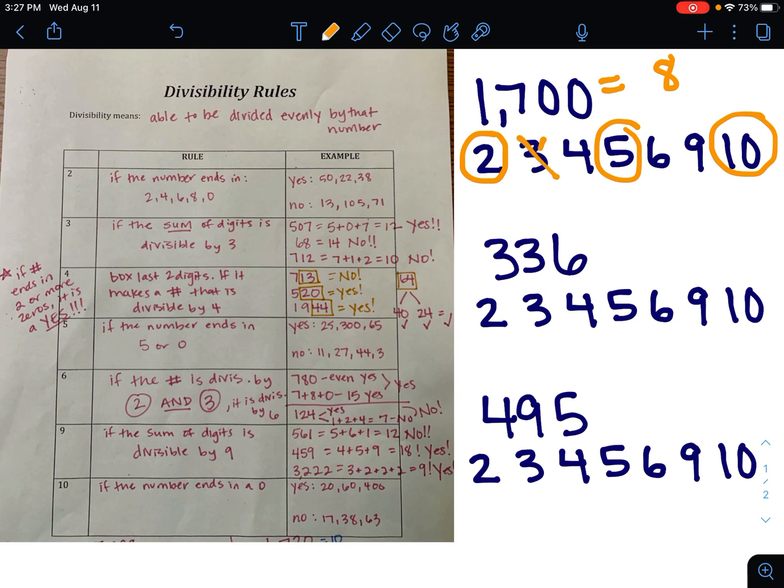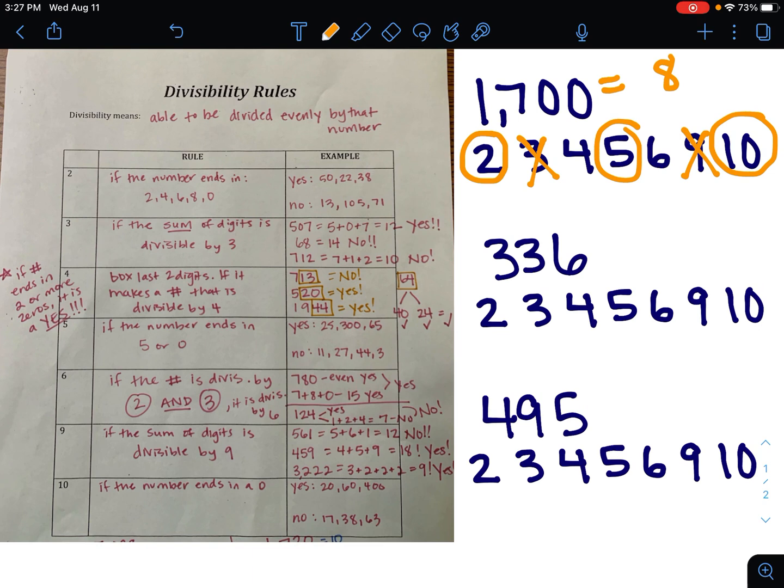3 does not go into 8, and therefore 3 would not go evenly into 1700, meaning we would have a leftover or a remainder. 9 would not go into the sum of 8, and therefore 9 would have a remainder if we were to divide 1700 by 9.